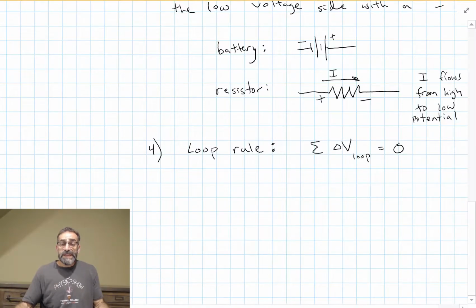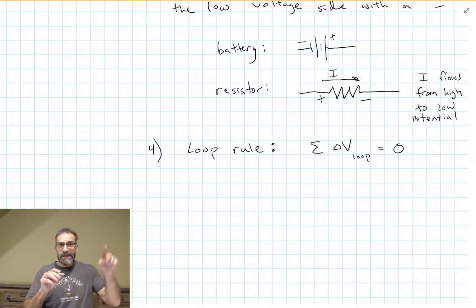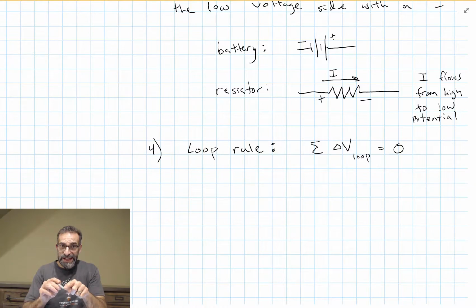The loop rule says that the sum of all the potential differences as you go around a loop in a circuit has to add to 0. And it's like my hiking trail analogy. If you start out at a certain place and you go for a hike and you go up a hill and down a hill and up a hill and down a hill, and you end up at the exact place you started, you have to be at the same elevation again. And that's the loop rule.